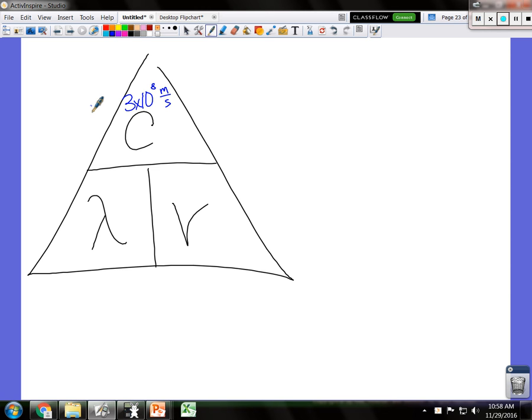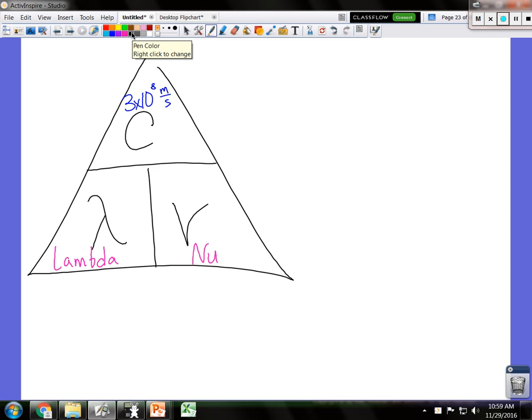So the only two things we can use to solve in this particular triangle is either lambda or nu. And if you want to add this in, it's totally up to you. But again, this is lambda, and that is nu. All right. So these are the two things that we're going to be solving for, wavelength and frequency.